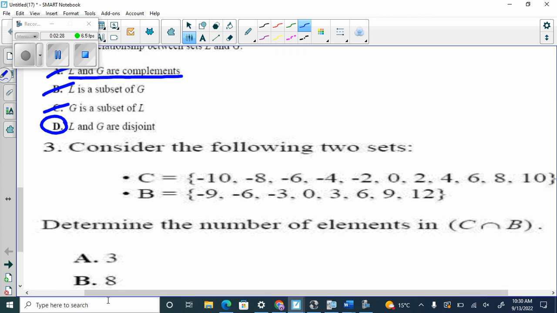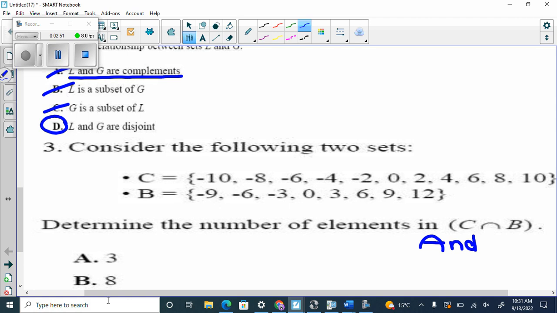Consider the following two sets. C is negative 10, negative 8, negative 6, negative 4, negative 2, and so on. B is negative 9, negative 6, negative 3, and so on. So they want C and B. Is this an and or an or? And, because if I went to draw it out, I could write the word and. It's an intersection. So in order to be in C and in B, that's the overlap, right? On a Venn diagram, that's the overlapped part, correct?